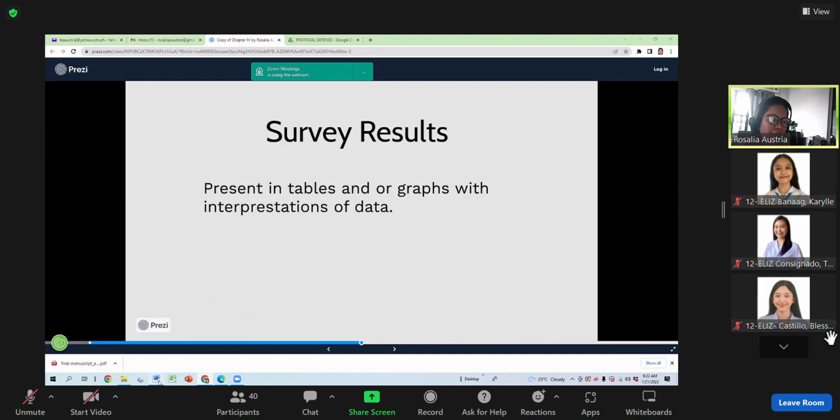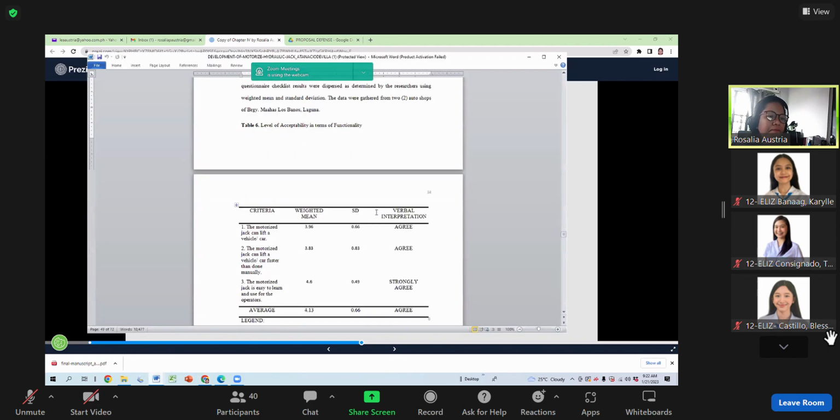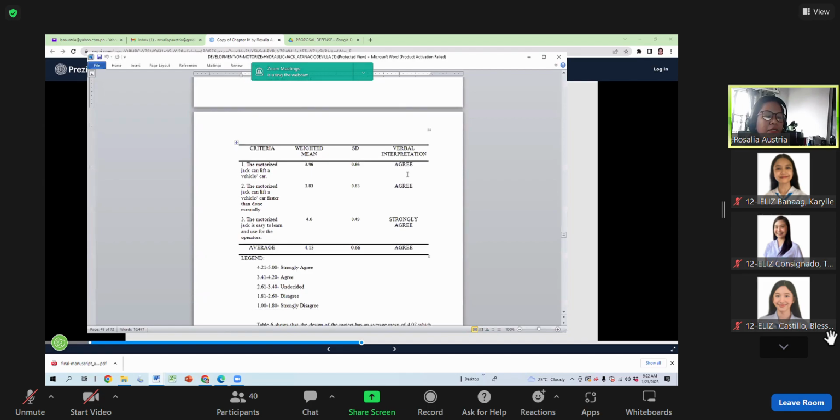Okay, I have here an example. So, as you can see, this is its criteria. The motorized jack craft can lift a vehicle or car. What is its weighted mean? This is it. This is a 5-point scale. Why is this what we call the interval? So, how are you going to do that? Why did it become 0.80? 1.80. So, if you're going to compute that, listen to how to compute it.